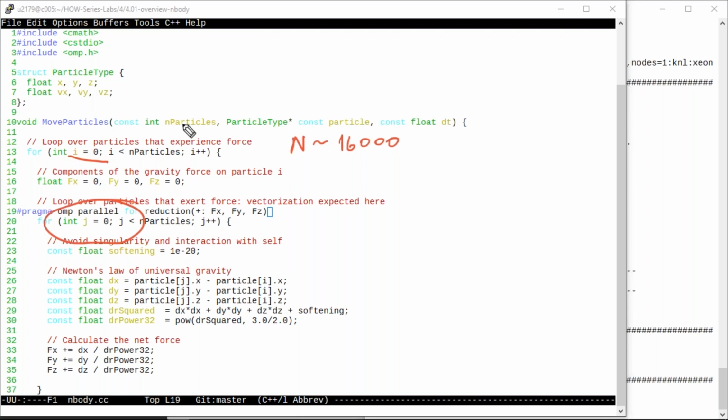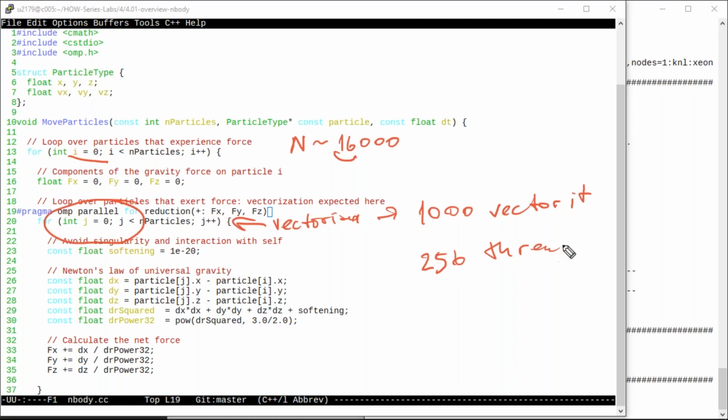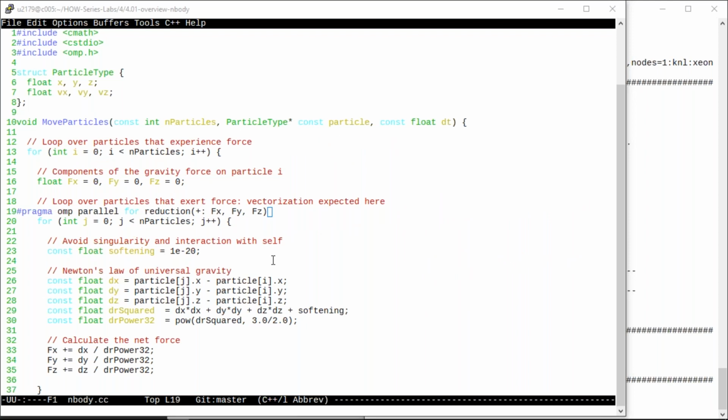And the second reason is that there's not much parallelism here. We have 16,000 particles, but you can actually look in the optimization report. We will do it in a second. This loop is already vectorized. So instead of 16,000 particles, we have at best 1,000 vector iterations, and we are distributing them across 256 threads. And this is not enough to even get good load balancing on Knight's Landing. So let's try to parallelize the other loop, the loop in I.